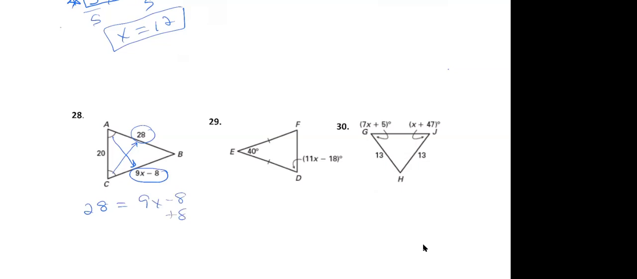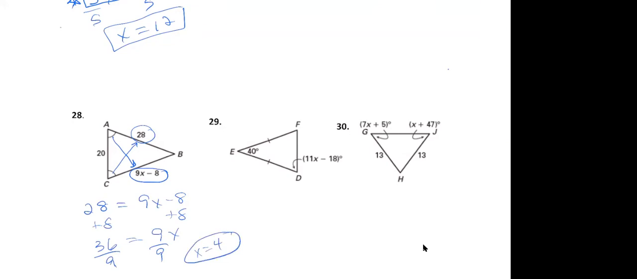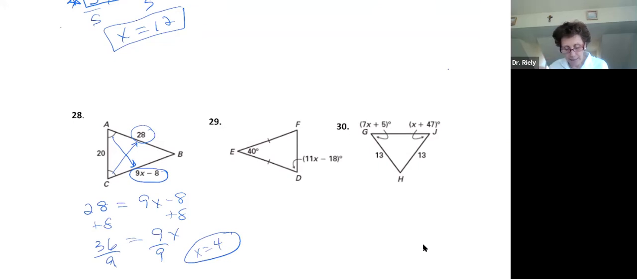Okay, so I think maybe you just made a little math error. Oh, yeah. Divide by 9, divide by 9. I'm getting x is 4. Oh, so the 20 doesn't do anything in this problem. Right, because the 20 is not going to be the same side length.